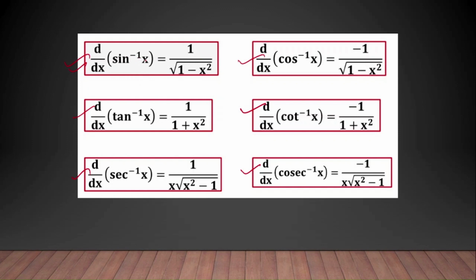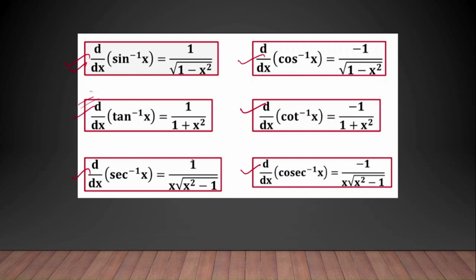d/dx of sin inverse x is 1 by root under 1 minus x square. Then d/dx of cos inverse x is minus 1 by root under 1 minus x square. Then d/dx of tan inverse x is 1 by 1 plus x square. d/dx of cot inverse x is minus 1 by 1 plus x square.